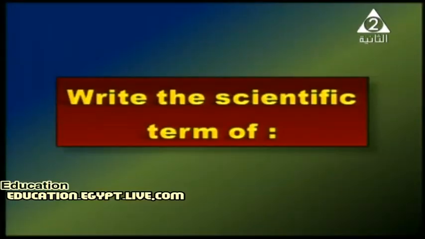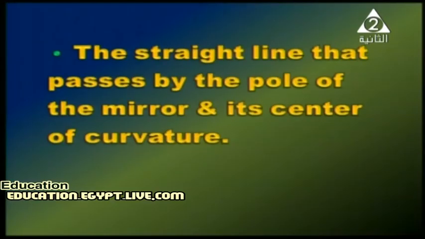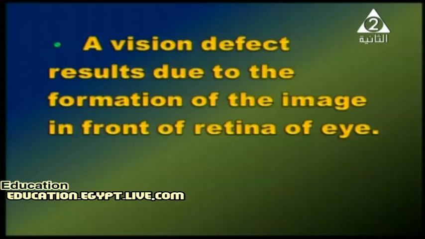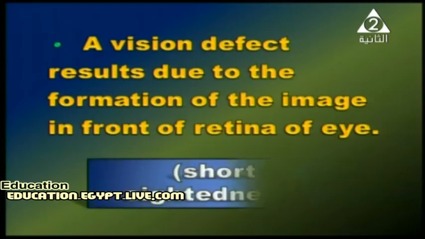Another type of question is write the scientific term of the straight line that passes by the pole of the mirror and its center of curvature. Yes, it is the principal axis. A vision defect results due to formation of the image in front of the retina of the eye. You know? Yes, it is short-sightedness.